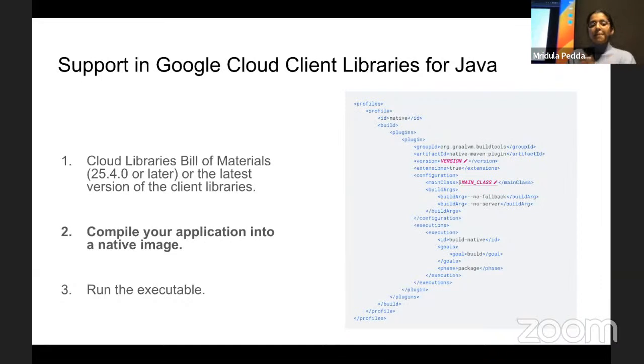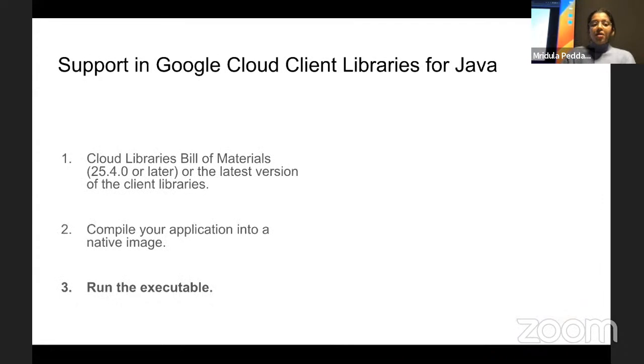Once you've generated the native image, all there's left to do is running the native image just as you run any other executable, by calling ./ and the path to wherever the native image is generated. We can even take this a step further by containerizing the executable and leveraging the lower memory usage and fast startup times when you're using applications on Cloud Run, for example, which is used to deploy and run your containerized apps. So that's a bit about how you can use it with the client libraries.